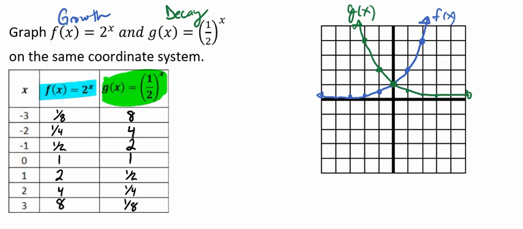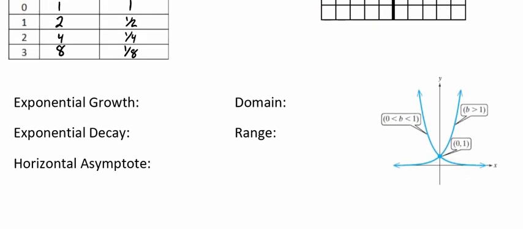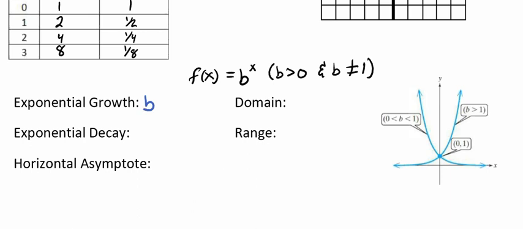So let's talk a little bit more about exponential growth and decay, and the domain and the range and the horizontal asymptote that is included there. So an exponential function is defined by f of x equals b raised to the x power, where b is greater than 0 and b does not equal 1, having the following properties. So if we have exponential growth, that means we're going to have some increasing here, and our b value is going to be greater than the number 1. So that's going to be our exponential growth equation.